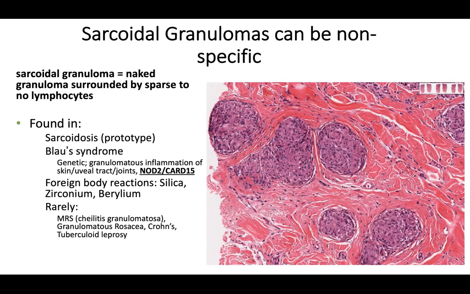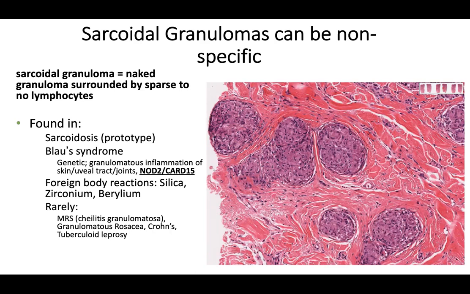These patients often will have granulomatous inflammation of the skin, the uvea, as well as the joints. That's the classic triad of pediatric sarcoidosis. And you're going to want to look for the NOD2 mutation, also known as CARD15. We've had a case recently where that was indeed the case.